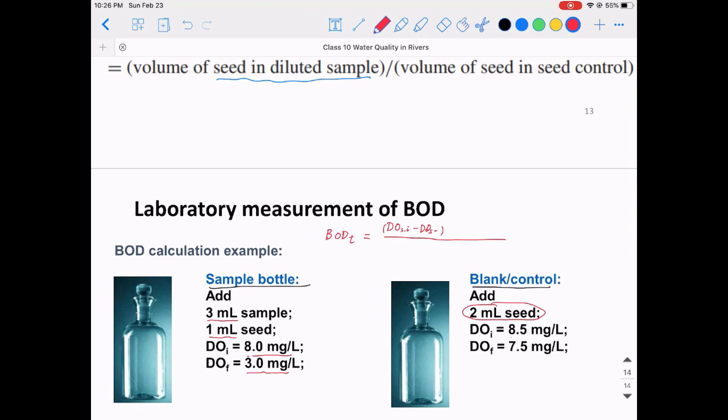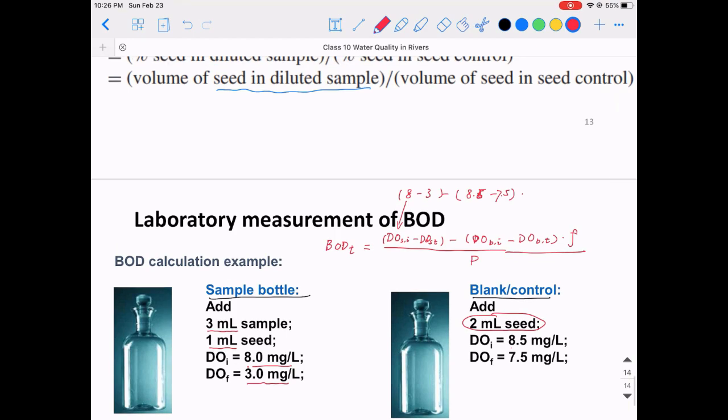So it's DOSI minus DOST minus DOBI minus DOBT multiplied by F divided by P. Okay, so let's plug in these numbers. All right, we have initial is 8 minus 3 minus what? 8.5 minus 7.5. What is the F?